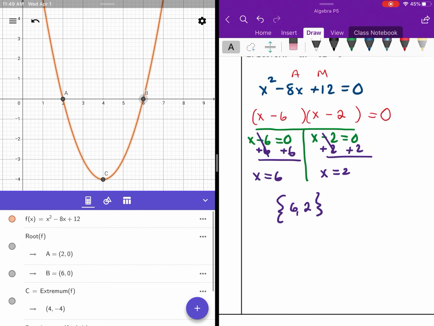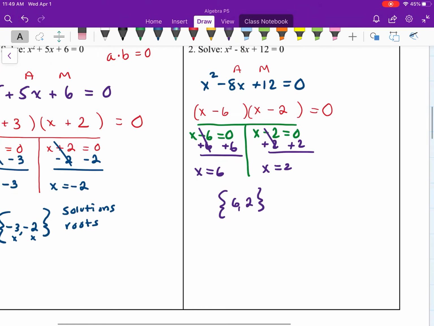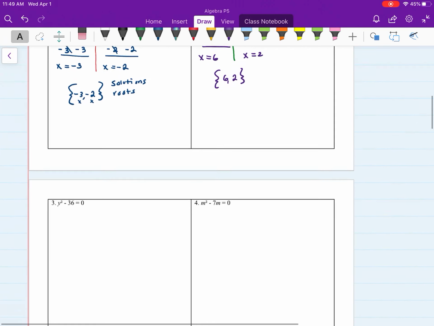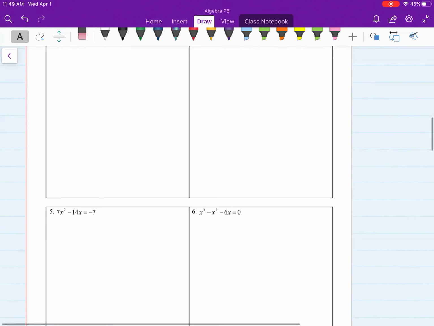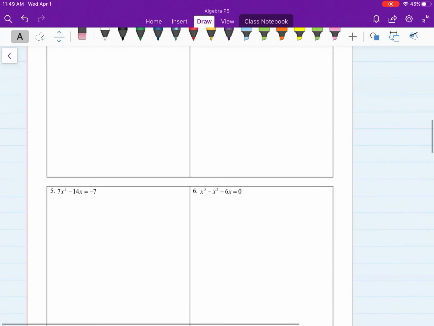You can also hit the 3 dots and go to this thing called special points, and if you scroll up, it says root, 2, 0, 6, 0. So that's another way that you can check your answer. That's how you could do this graphically, but obviously I want you to know how to do this algebraically. I do want to show you guys how to do one more, and then you guys can finish the rest of these examples on your own.